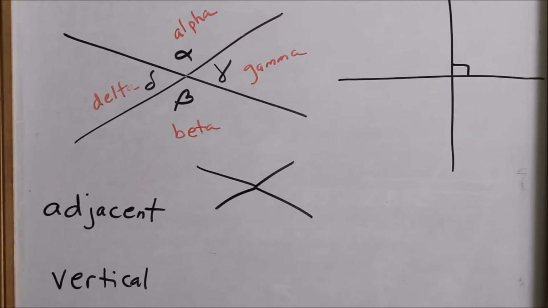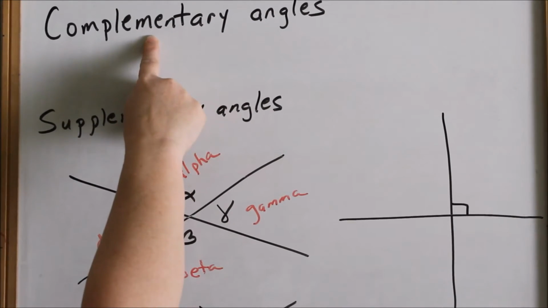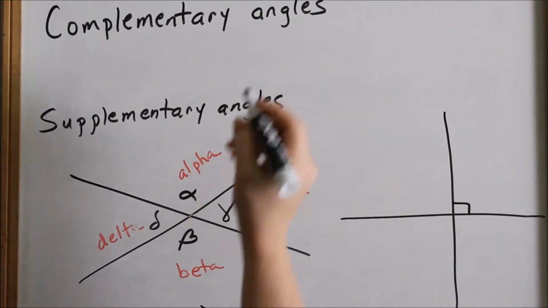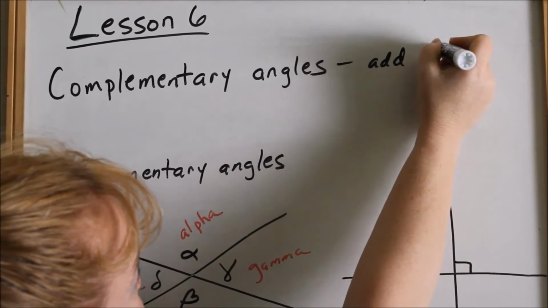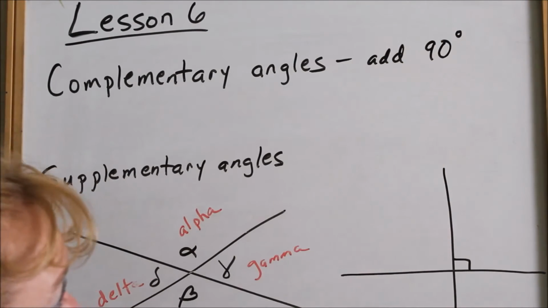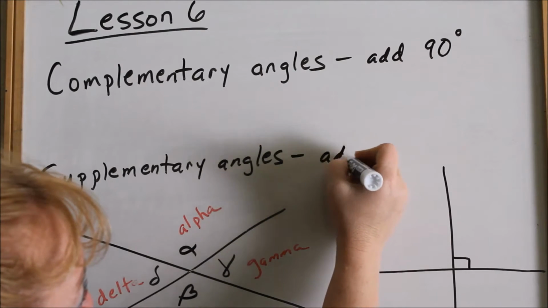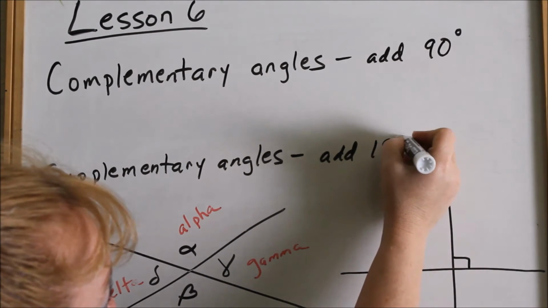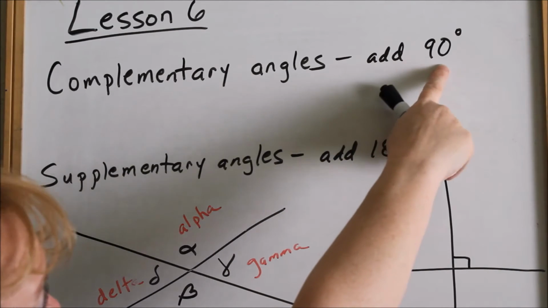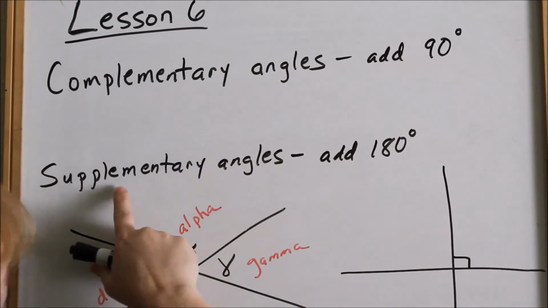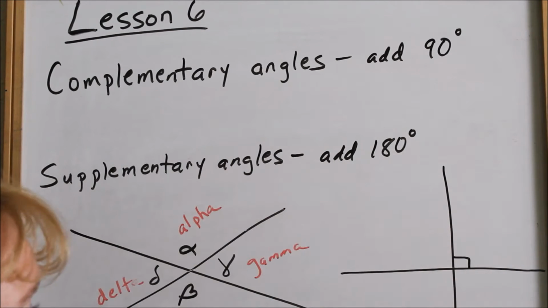Okay? The other kinds of angles that we're going to talk about in this lesson are complementary angles. Complementary angles are 2 angles that add to 90 degrees. Supplementary angles are 2 angles that add up to 180 degrees. Okay? Complementary angles, 2 angles that make a right angle together. Supplementary angles, 2 angles that add up to 180 degrees or a straight line.